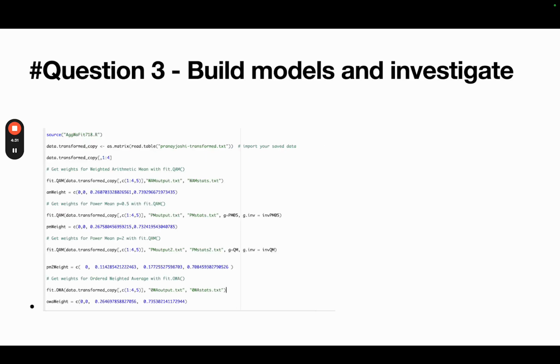Question 3, building the models. We have been given a source file. I included that source file, and I read the input transformed data and fed the data to the different transformed models and calculated the weights. And I have added the weights here for each of the transformed models.